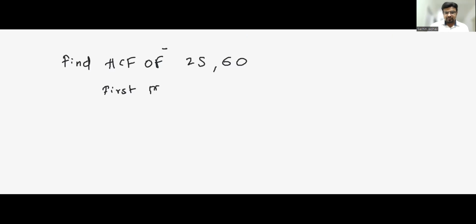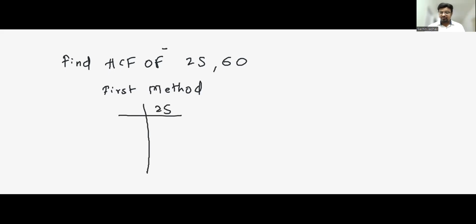First method. Here I will factorize this 25 by prime factorization method. Which method? Prime factorization method. How to factorize? Like 25, the first prime number is 2. You know that a prime number means what? The number which is not divisible by any other number, only divisible by that number itself and 1. Like 2 is the first prime number, then 3, then 5, then 7, then 11, then 13, then 17. All these are prime numbers. These numbers are divisible by only that number and 1.